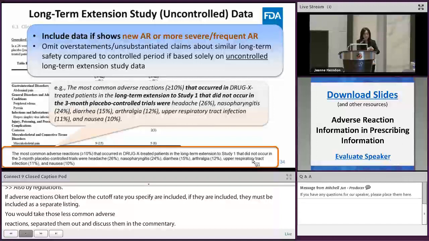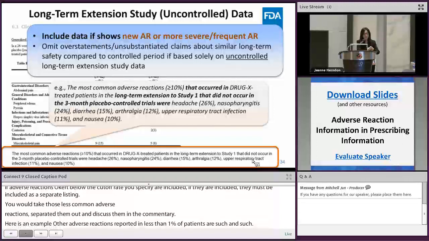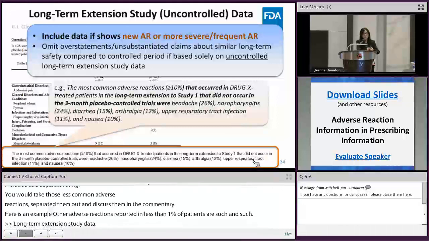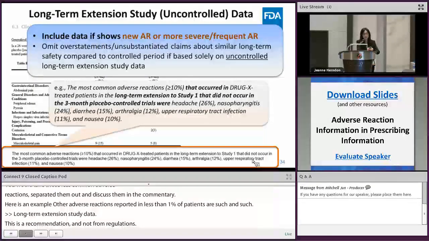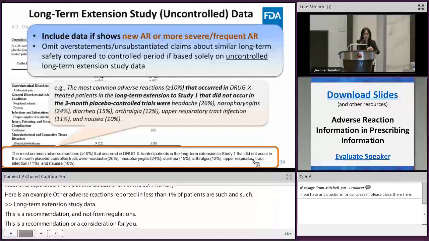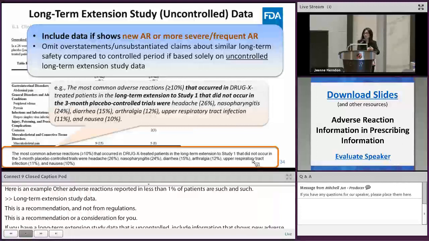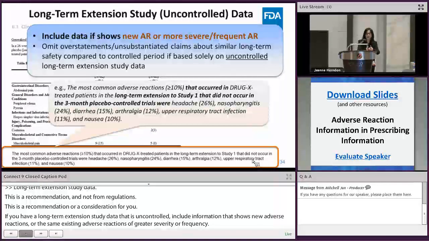So this is a recommendation, not from regulations; it is a recommendation or consideration for you. If you have long-term extension study data that's uncontrolled, include information that shows new adverse reactions, or the existing adverse reactions of greater severity or frequency. And we want to avoid overstating claims about the long-term safety being comparable to the shorter-term trials, because if these long-term extension studies did not have a control arm and did not have randomization, you are limited in the conclusions you can make, and you don't want to be stating that.